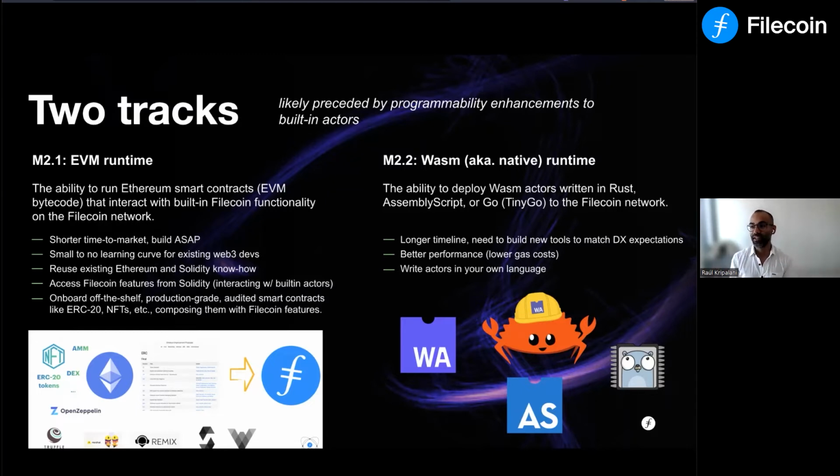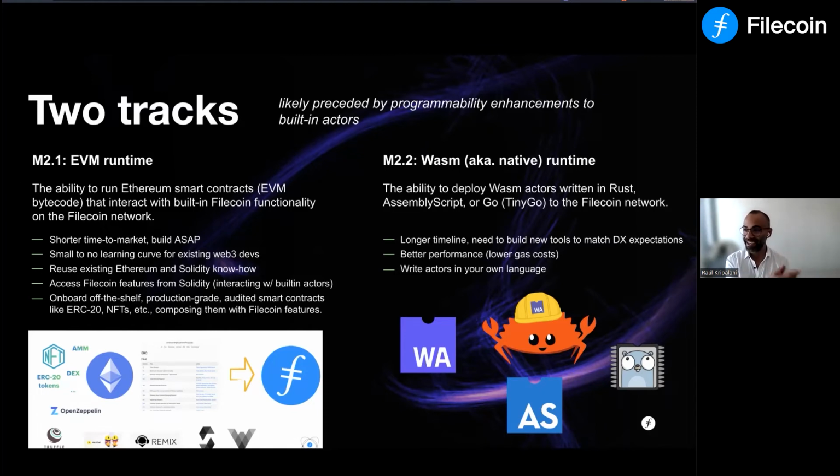We listen loud and clear, and that's why we reprioritized things a little bit here, and decided to ship the EVM runtime as the first programmable runtime for the Filecoin network. Now, this also allows us to onboard a massive set of bulletproof, well, nothing is bulletproof, right? But production-grade audited smart contracts like ERC20s, NFTs, and so on that have been battle tested for many years. So this allows us to onboard all of those contracts quickly to the Filecoin network.